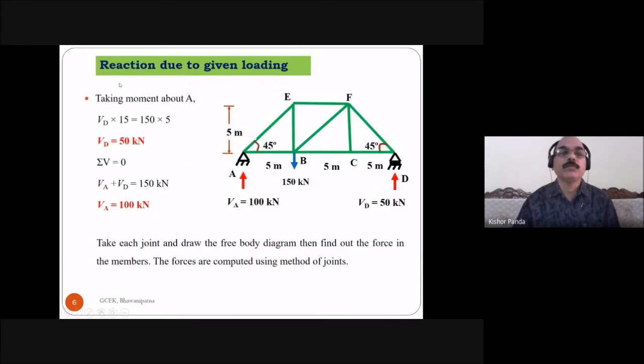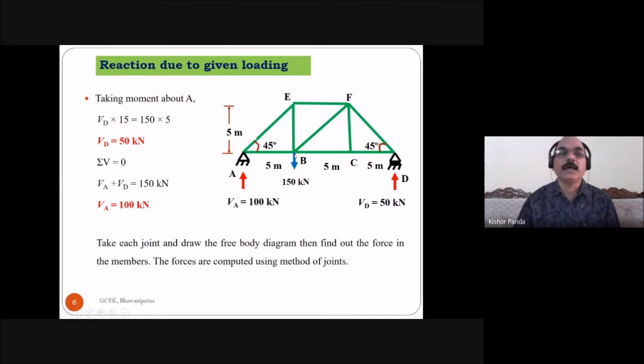So first, what do you have to do? You have to find out the reaction due to the given loading. So this is the truss, and this is the angle, and these are the lengths AB, BC, and CD. The other lengths you can find out from the geometry, because you know this is 5 meters, this is an angle of 45 degrees, and this is also given as 5 meters. So these lengths you can find out from the geometry.